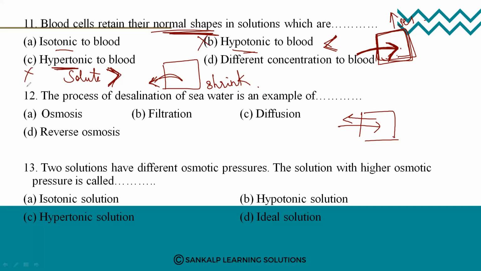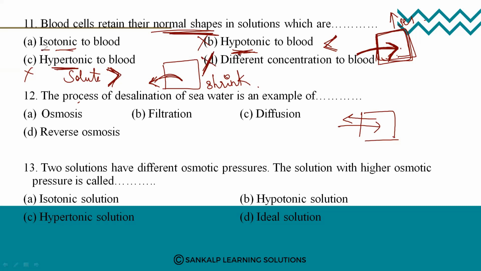Hypertonic is also not our answer, because what is the question? They said that the blood cells should retain their normal shape. In hypotonic, the cell size is increasing, and in hypertonic, the cell is shrinking. So these two options are discarded. Next, different concentration to blood. If you take different concentrations of blood also, the cell size will increase or decrease depending upon the condition. So this is also wrong.